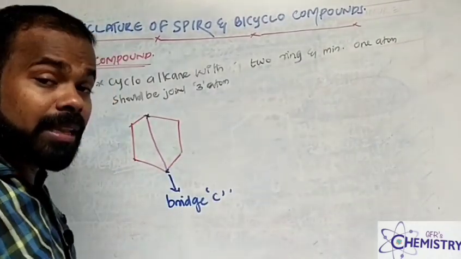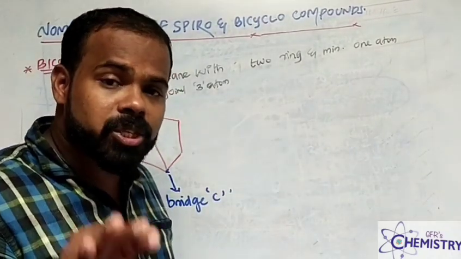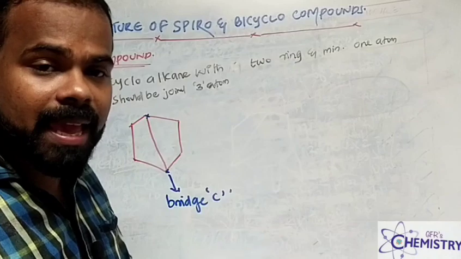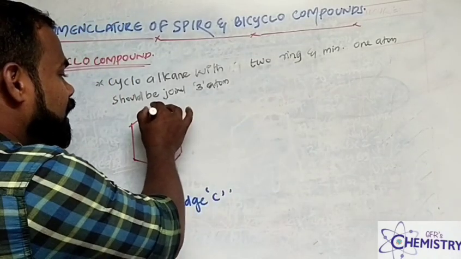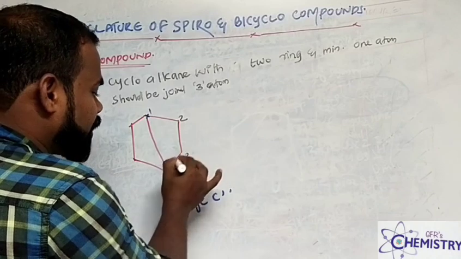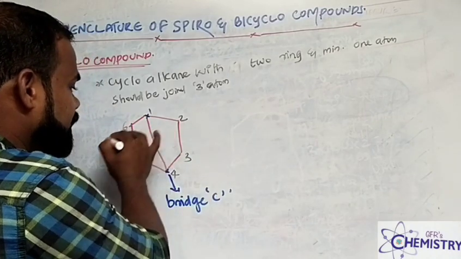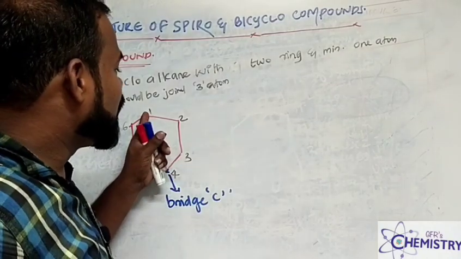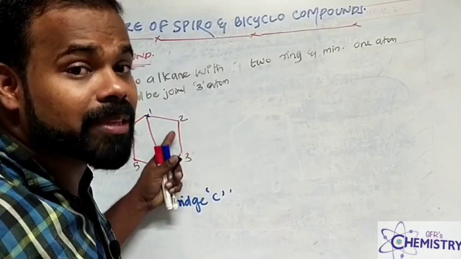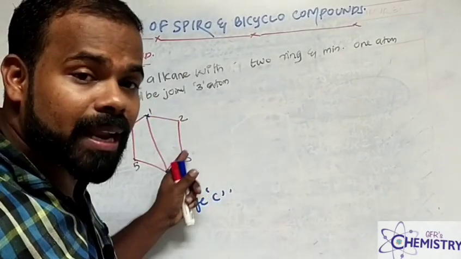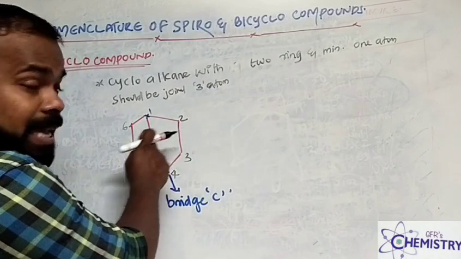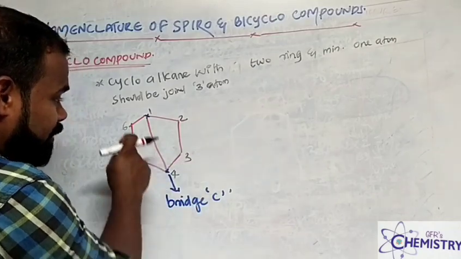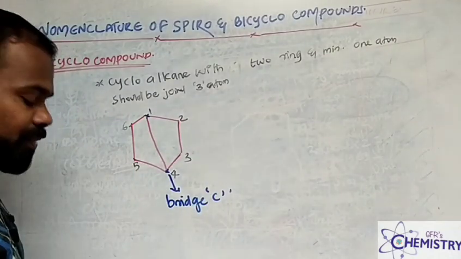Now naming time. Numbering should start from a bridge; from either bridge you are able to start. Now I am starting from here, 1, 2, 3, 4, 5, 6. Clear? But one condition: numbering should go along the biggest chain. Now these two are the same, so you can go anywhere, 1, 2, 3, 4, 5, 6. Total 6 carbons. Now how do we write the name?